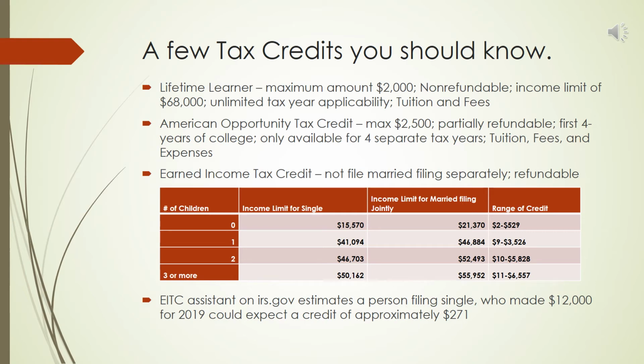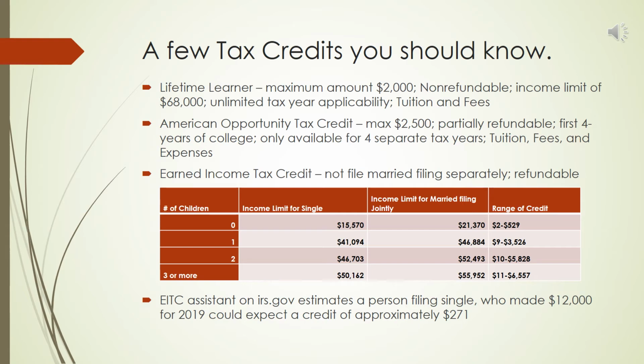One is the Lifetime Learner. This credit is a maximum of $2,000. It's non-refundable and it has an income limit of $68,000 per year. It has an unlimited tax year applicability and it's to be used towards tuition and fees. Non-refundable means that it only reduces your tax bill. It cannot increase your refund.